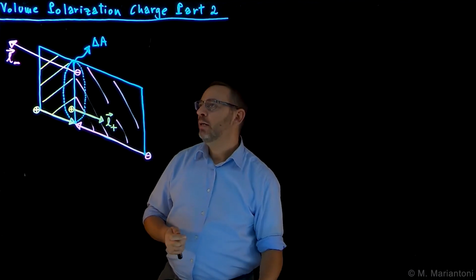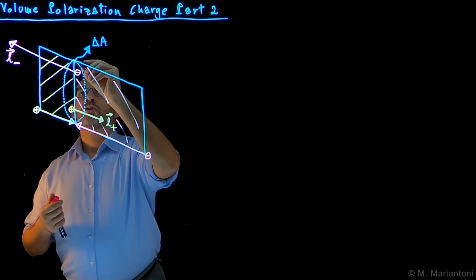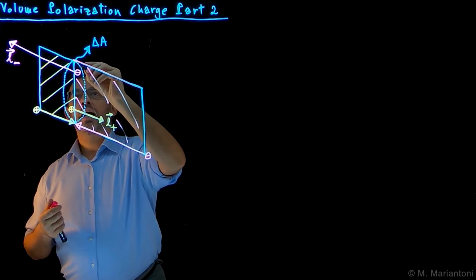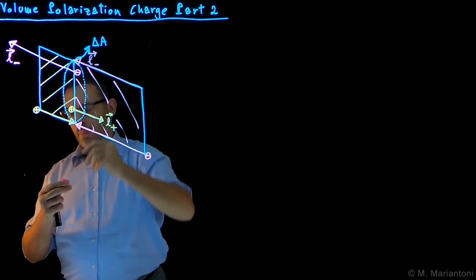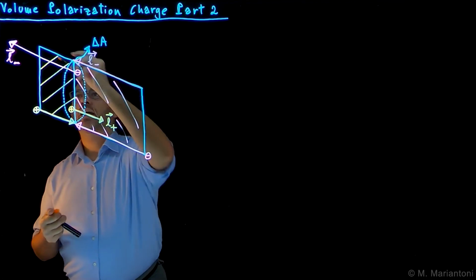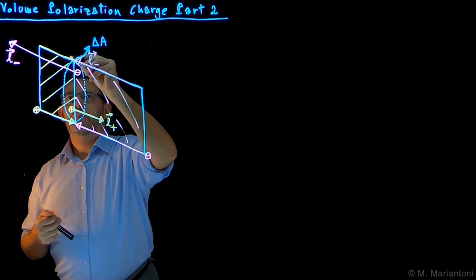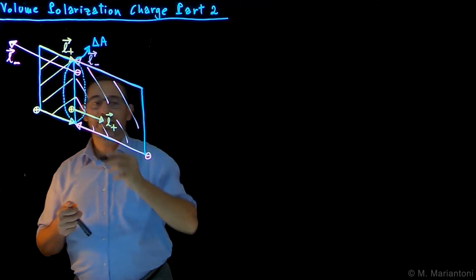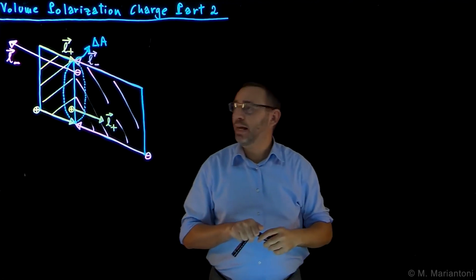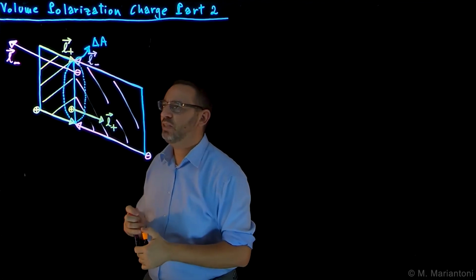Now in particular, let me resketch again, just to fix ideas one more time. This one is the vector L minus, and this one is the vector L plus. L plus and L minus, as we already said several times, in general can be different from each other. They can also be the same, depending on the molecules that you are considering.